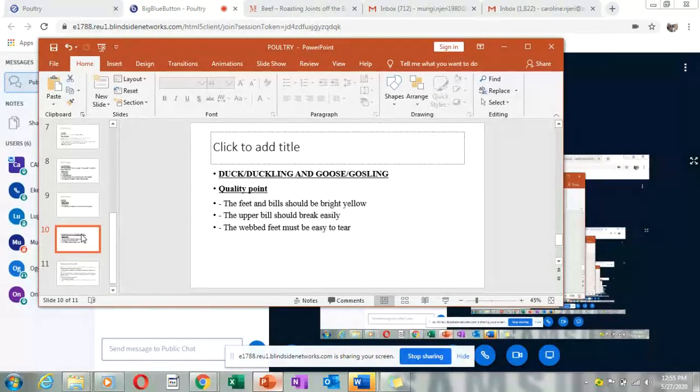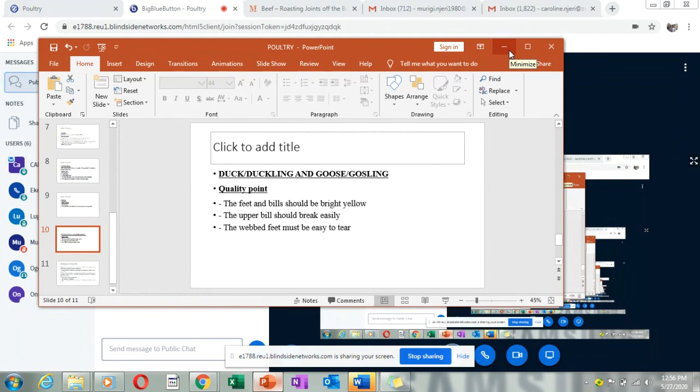The feet and bills should be bright yellow. The bill is the beak, isn't it? The beak should be bright and the feet should be bright yellow. And the upper bill should break easily. Once umeirusha kwa hiyo maji moto, when you're plucking, the beak should be able to leave the carcass very easily. And then they say the webbed feet, hiyo miguu yake vile inakuanga imeshikana, they must be easy to tear.